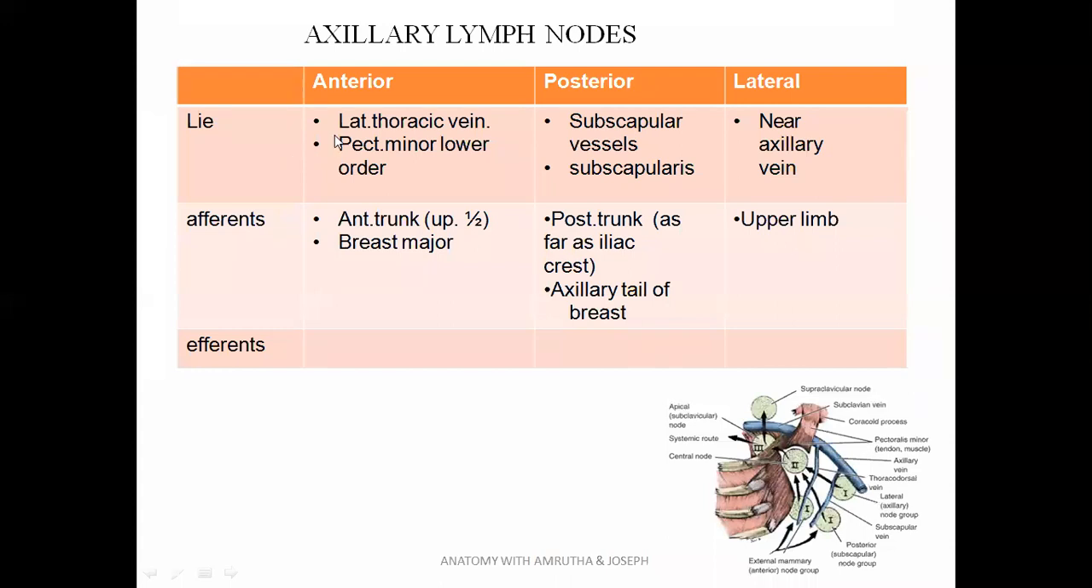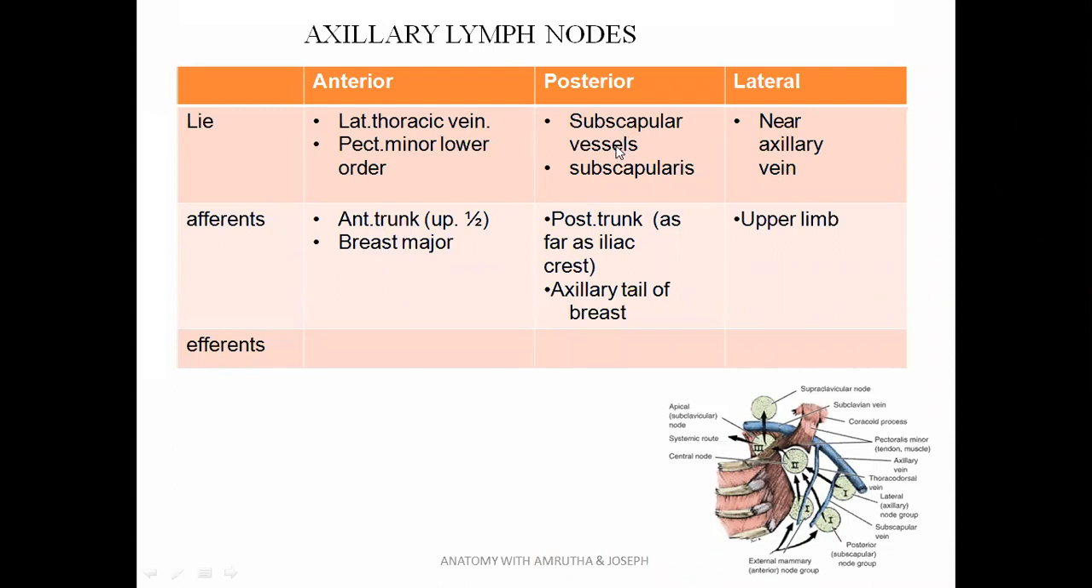In this slide we are seeing the anterior, posterior, and lateral groups of lymph nodes. Where is each located, and what are the afferents? The anterior group of lymph nodes lies along the lateral thoracic vein, which is not seen in the diagram, so I'm not showing it. They lie along the lower border of the pectoralis minor muscle. This is the pectoralis minor muscle. On the lower border of it, there are some lymph nodes. The afferents, the lymphatic channels coming to the anterior group, are the anterior trunk, mainly from the breast.